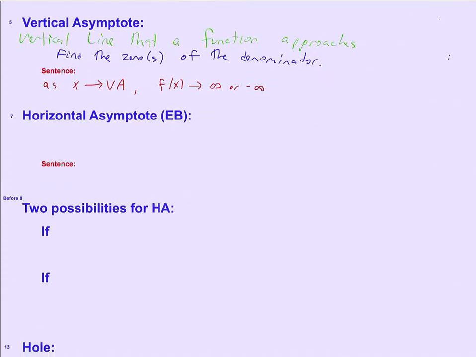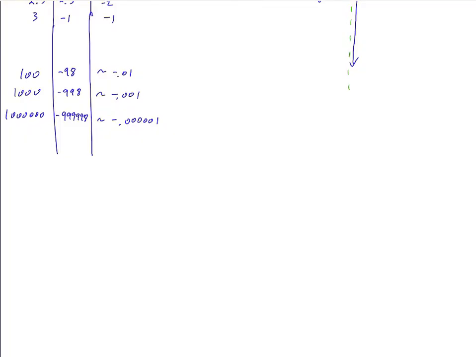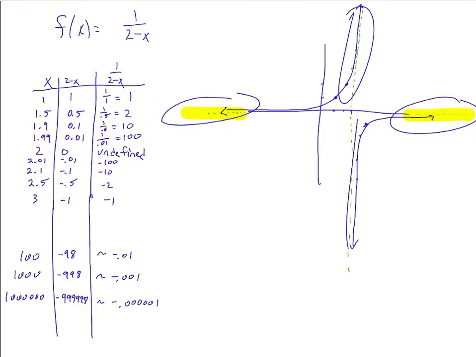So a horizontal asymptote. To give you a definition, it's going to sound a little bit similar to what we just said. This shouldn't shock you. A horizontal asymptote is a horizontal line that a function approaches. And the sentence that goes with it is going to sound an awful lot like the sentence we just said for a vertical asymptote. But remember, the horizontal asymptote is happening over here on the edges, here and here, as opposed to in the middle with the vertical asymptote.